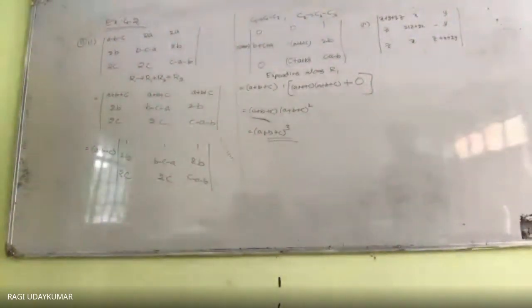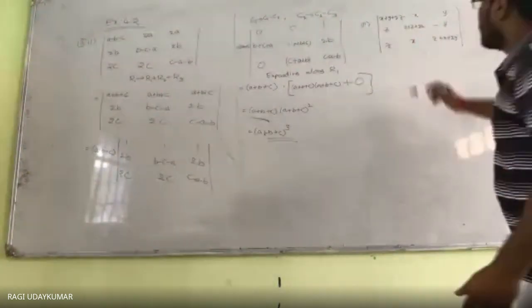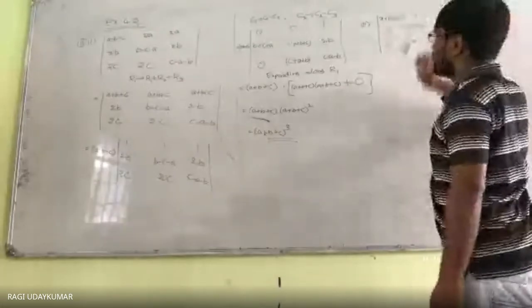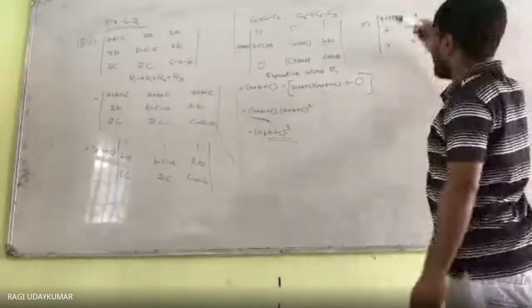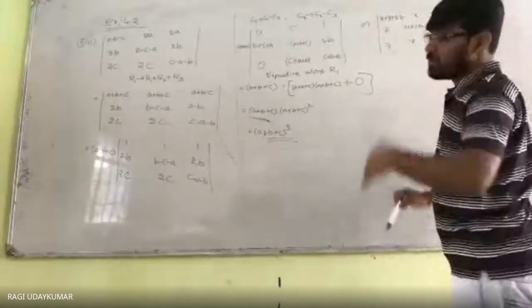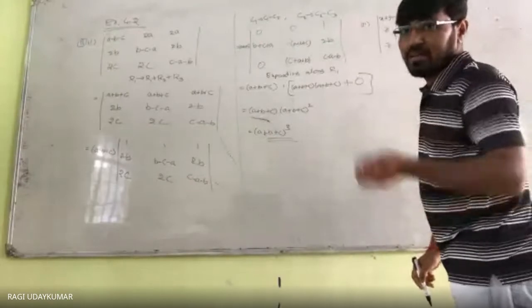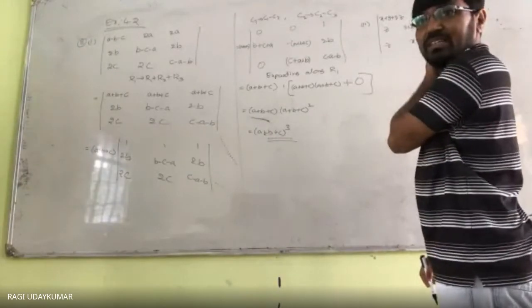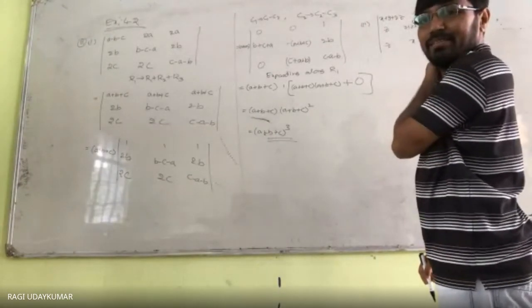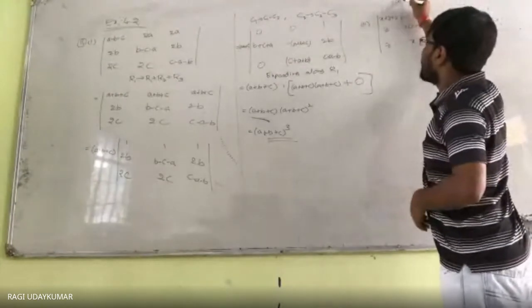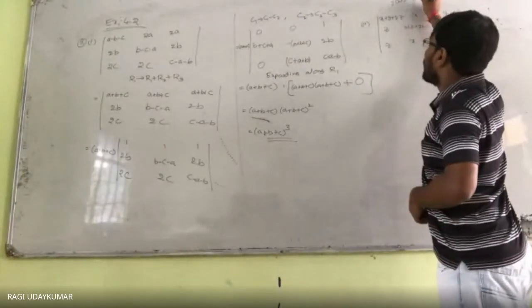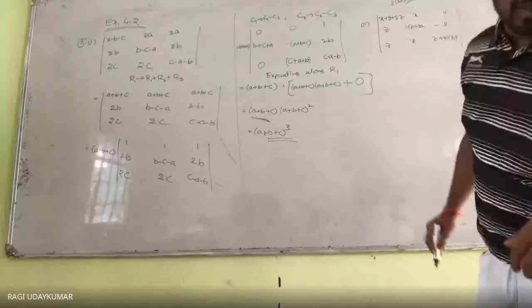So if you add this, x plus y plus 4z. No, it is not the correct way. We need to prove this one: 2 into x plus y plus z whole cube. And this is the solution we need to prove.